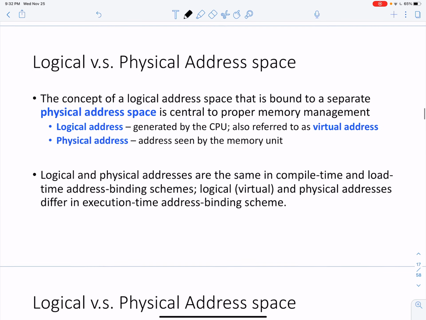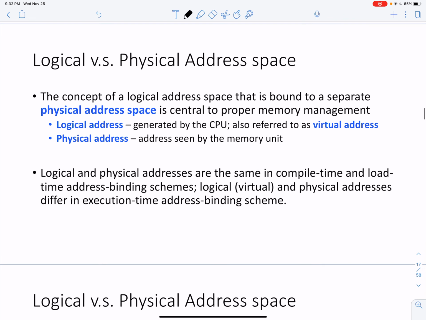Next, I think this is the first very important definition that we're going to learn. What is a logical address and a physical address? Both of them refer to memory addresses, but a logical address is generated by the CPU, so we can call it the virtual address, whereas a physical address is the actual physical address.